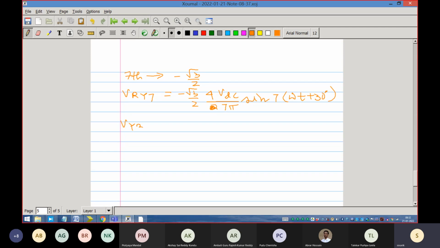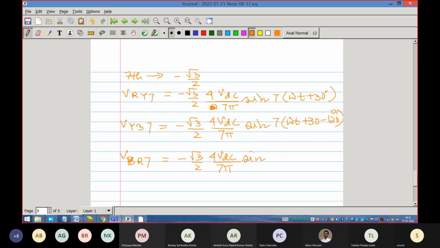So VYB7 is equal to minus √3 by 2 4 VDC by 7 pi into sine of 7 into omega t plus 30 minus 120 degree, and VBR7 is equal to minus √3 by 2 4 into VDC by 7 pi sine of 7 into omega t plus 30 plus 120 degree, right?